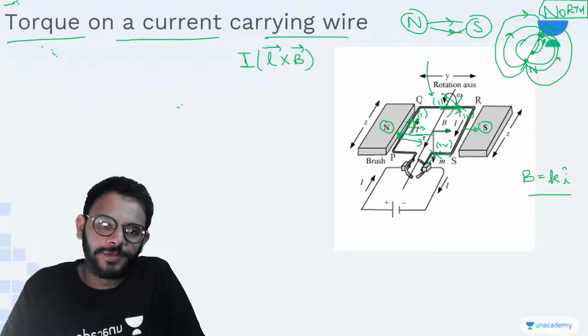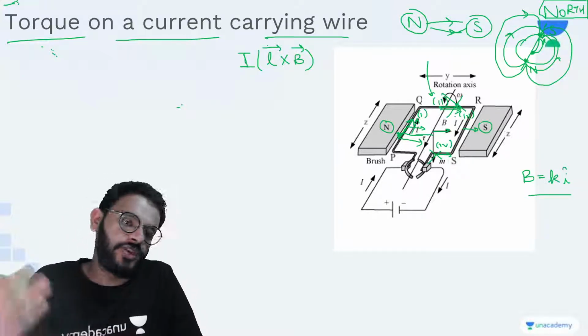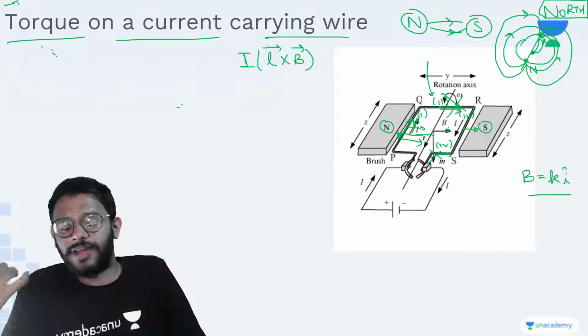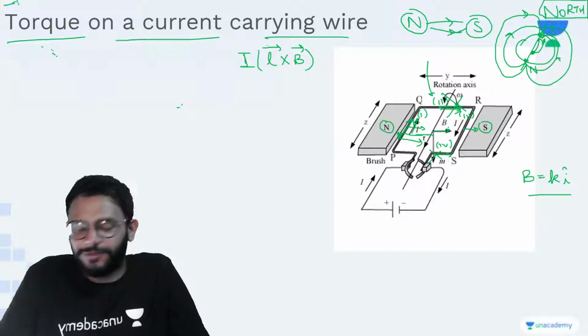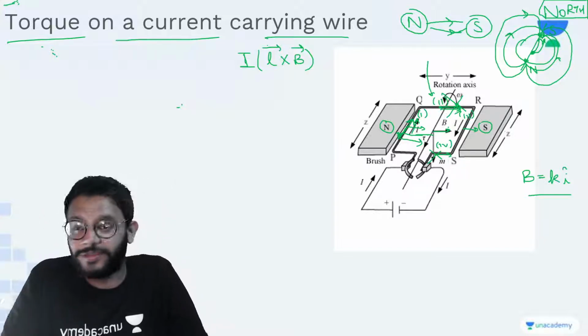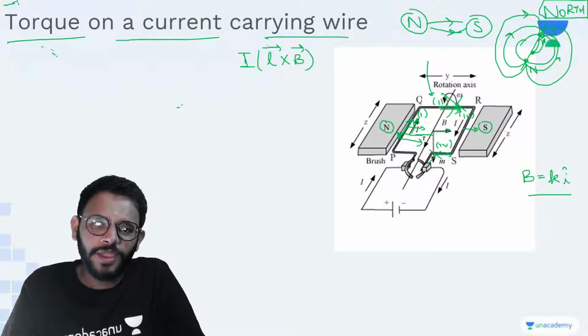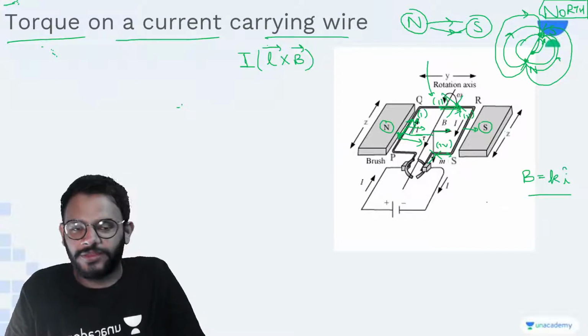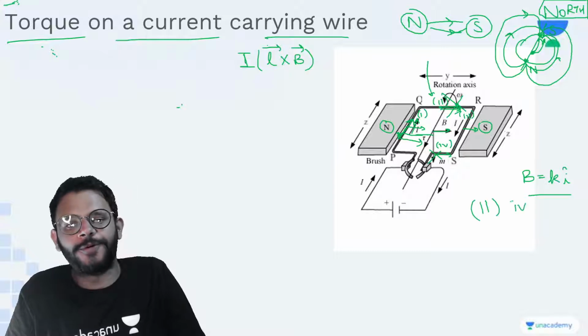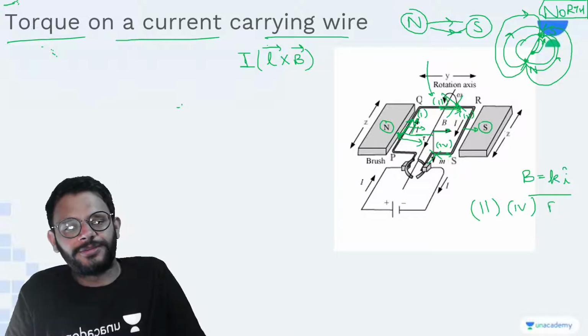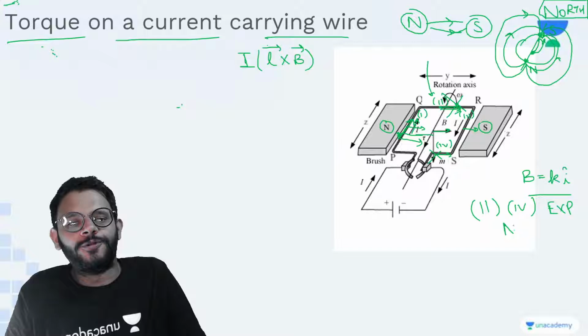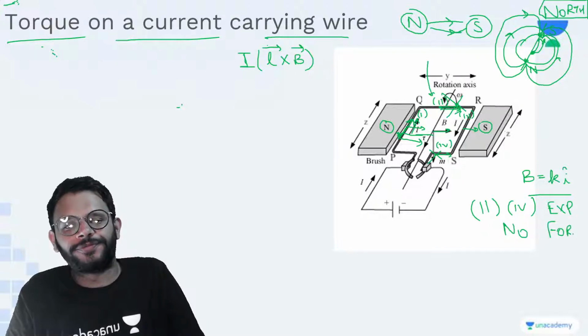Simply put, if the current is going in the same direction or in the opposite direction to the magnetic field, then no force can be experienced at all. And since no force is experienced, I know that 2 and 4 have no forces. So 2 and 4 experience no force.